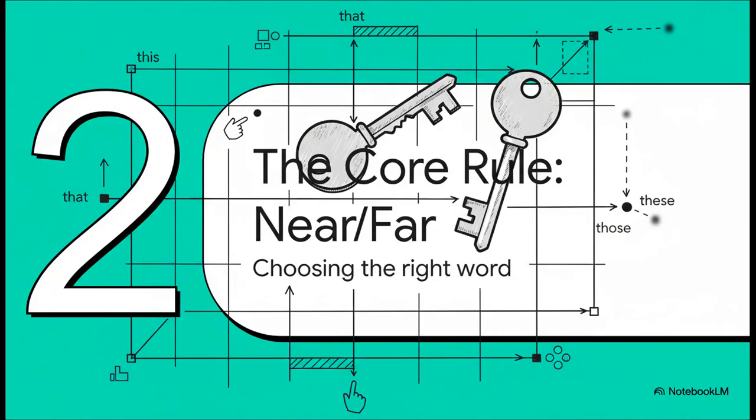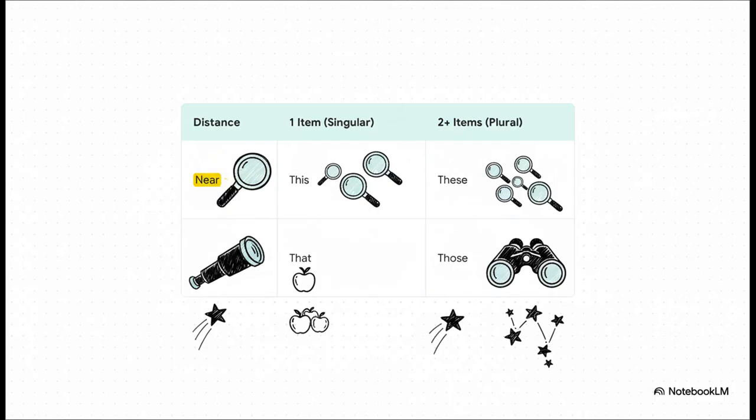All right, now let's take those 2 keys, number and distance, and build our main framework. This is where it all clicks into place. Okay, just look at this chart. Think of it as your cheat sheet for pretty much any physical object. It lays everything out perfectly. If something is near you and there's only one of it, you use this. If it's near but there are a bunch of them, you use these. Now, if something is far away and it's just one thing, you use that. And finally, if it's far away and there are many, you got it, it's those. See? Super logical? Let's see some real examples.